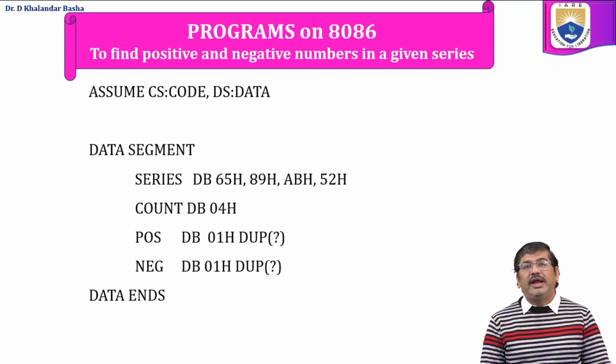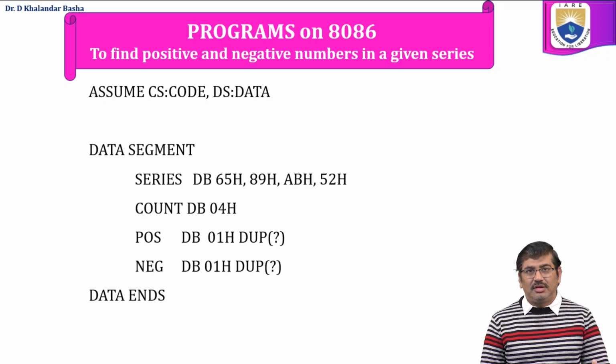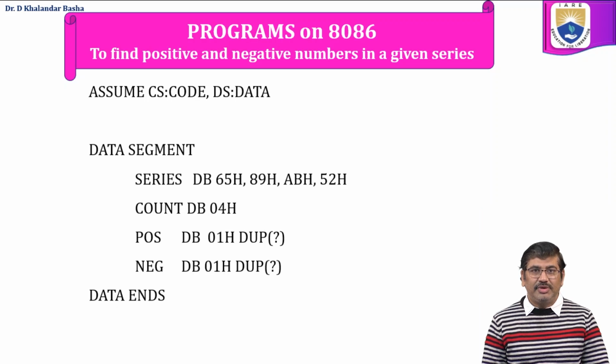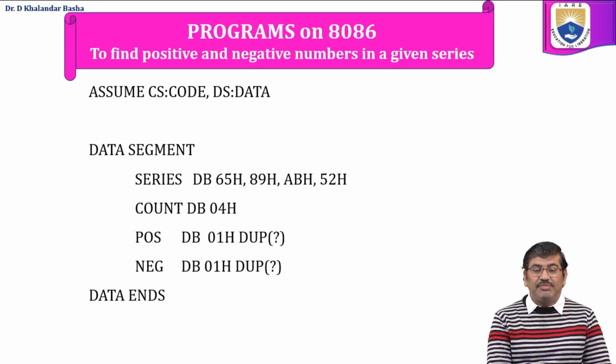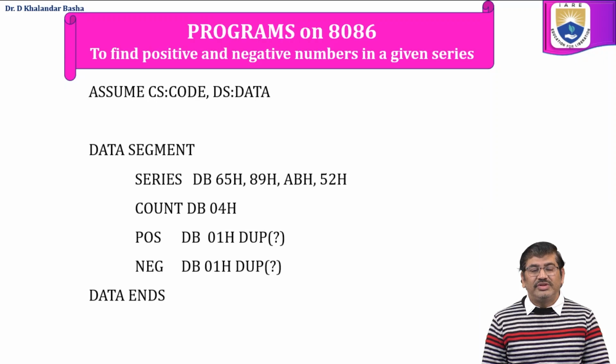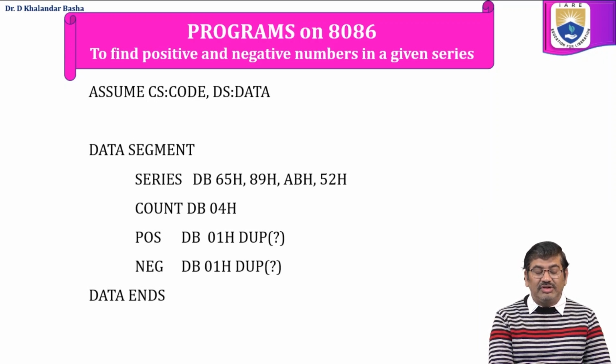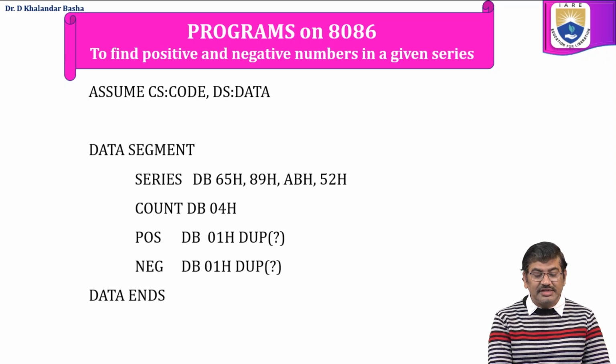Now we will see the entire program at a single glance. So assume CS colon code, DS colon data. This is for requesting the assembler to reserve memory for the code segment and data segment. Next, SEGMENT is an assembler directive which indicates the start of a segment. Which segment we are starting will be written before it. As it is the data segment, it indicates the start of the data segment.